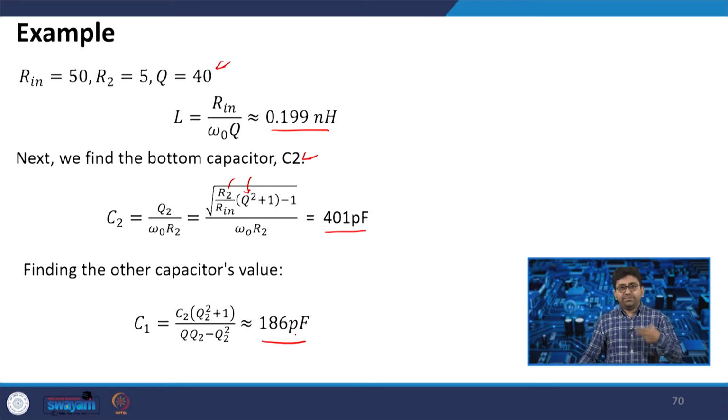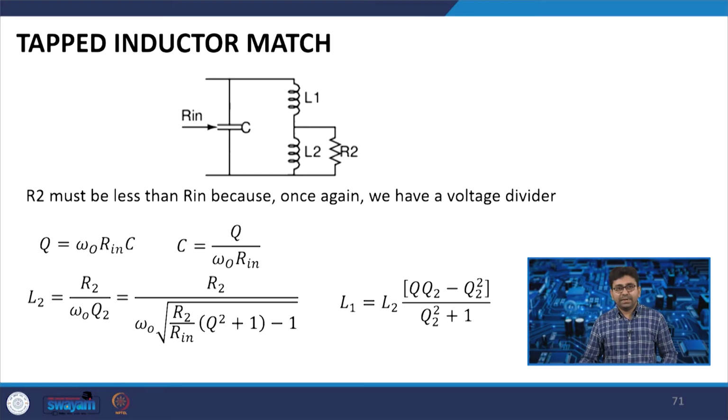So, in this example, one thing that is important to understand is that the value of inductor is very small, and in on-chip oscillators or on-chip circuits, we can reduce the size of the circuit by using this technique, that is the tapped capacitor resonator technique. Another technique is the tapped inductor, which is widely used in the Hartley oscillator.